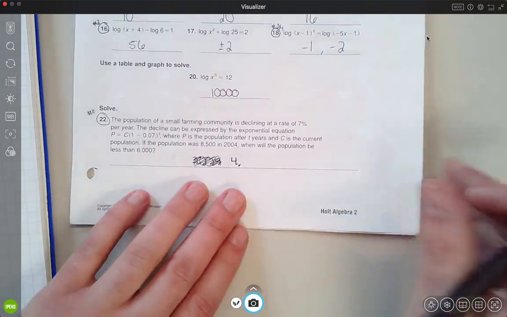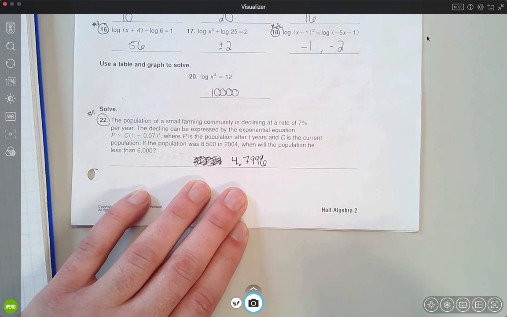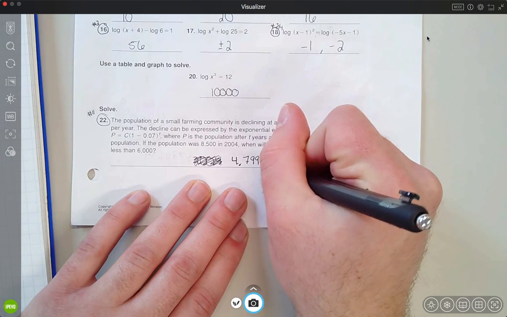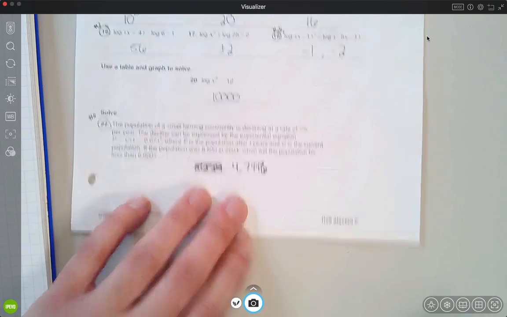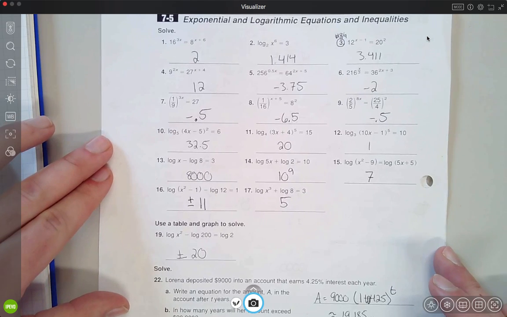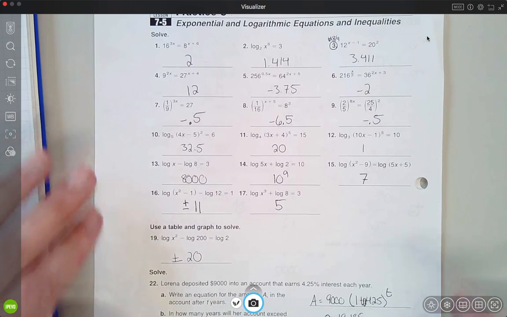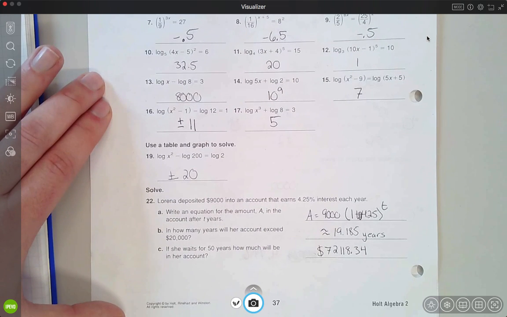Okay, the last part on the bottom here, I just want to make sure we put our same answer again. 4.7996. Just make sure our roundings are the same there. This is a 6 at the end. On to the back. And on the bottom here.